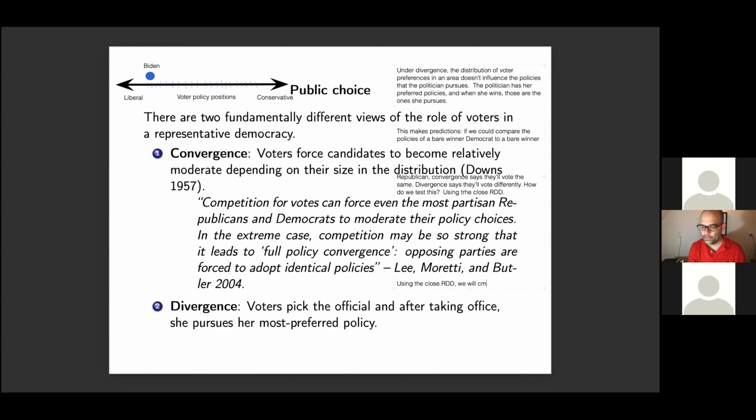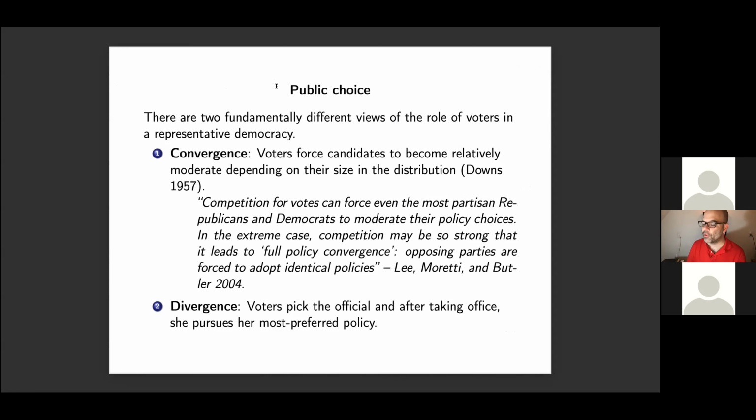Using the close RDD, we will compare politicians who each got 51% of the vote share, but from different parties. If there is a jump in their behavior, we know divergence, and we can reject extreme versions of convergence theory, right? If they are the same, then we can reject extreme versions of divergence theory. Okay, so that's what we're going to do. We're going to see what they find, then we're going to try to replicate what they find.